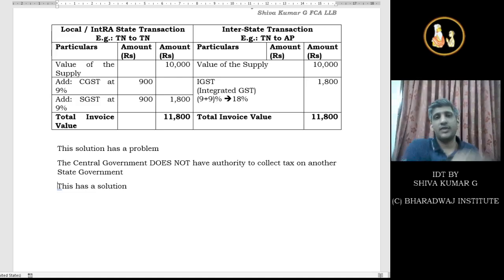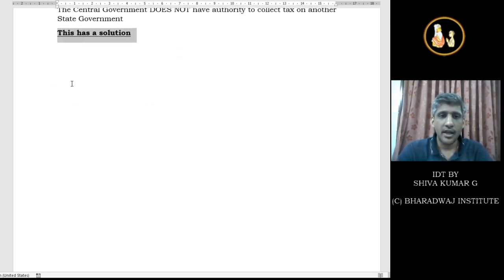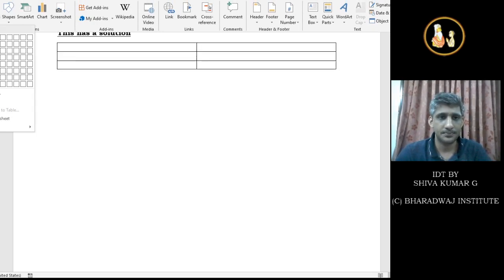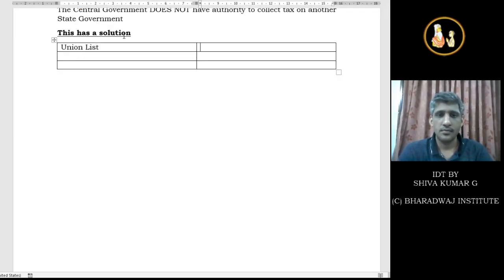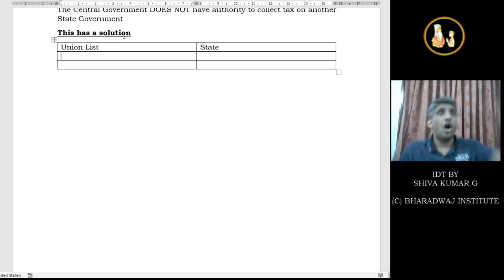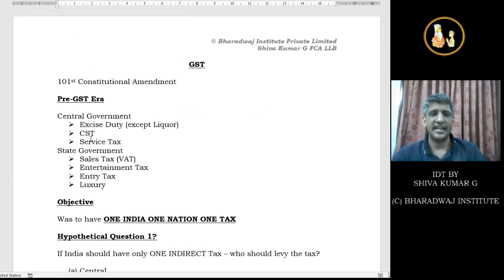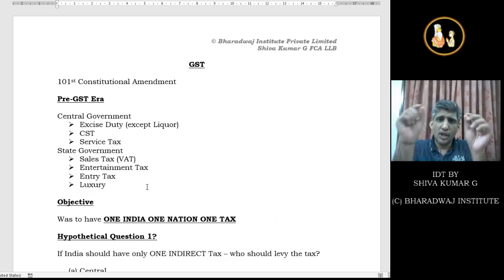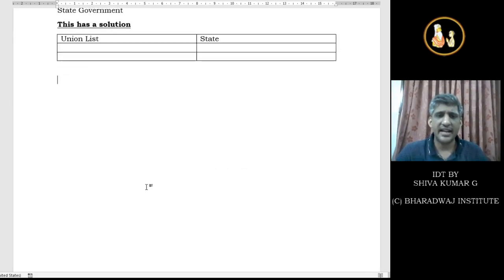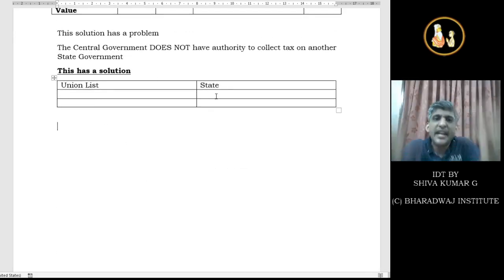So what will be the solution? To give the power to the central government. What is the solution? Here we see, if you recall, we have the union list, state list and concurrent list. In the union list, excise duty, CST, service tax, all this was there. In the state list, all this was there. So in the GST Constitution Amendment, what are we proposing? Delete all this. Now I have deleted all the tax items. Now the tax list is looking empty. In the union list and state list, there is no tax item at all.